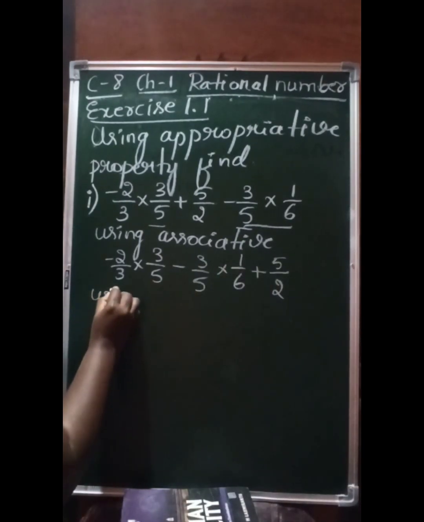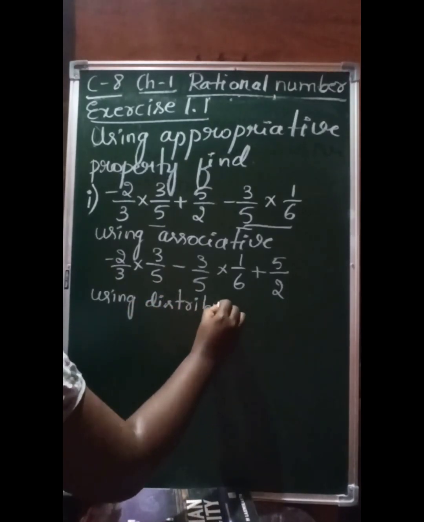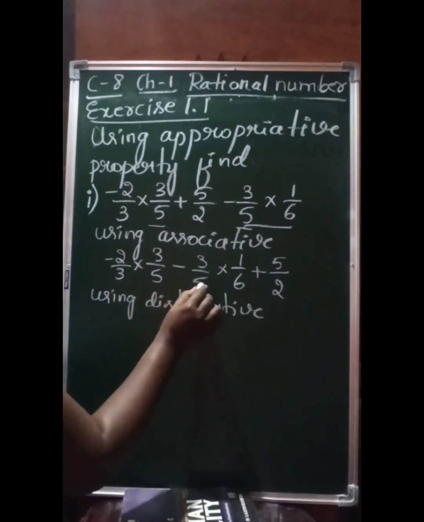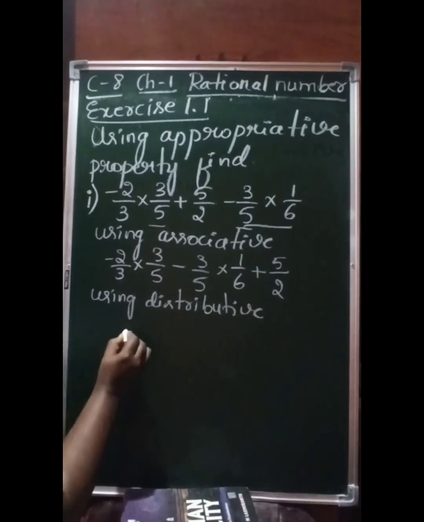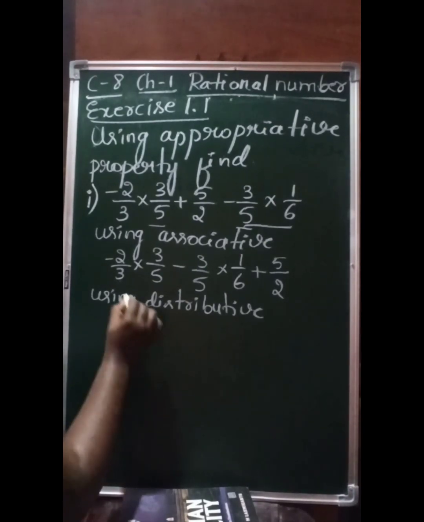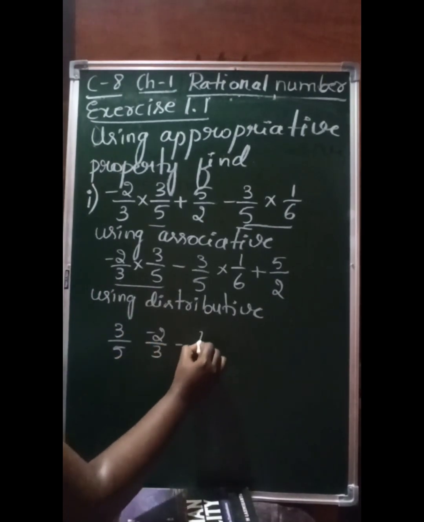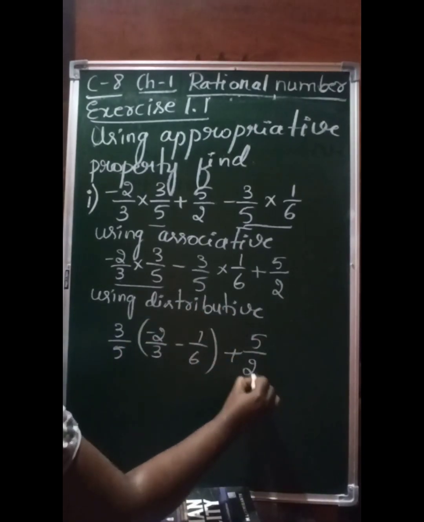Now using distributive property, like A into B minus A into C, we can write it as A into B minus C, right? So write it here. 3 by 5 is a common thing. So after taking 3 by 5 as common, what is left here in the first part is minus 2 by 3, then minus of 1 by 6, plus 5 by 2, write as it is.